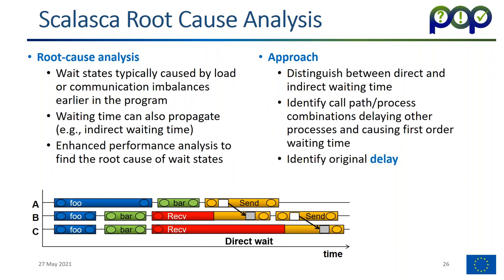But now, as I said, we can go backwards. From the late sender, we can determine that a portion of the waiting is actually not direct waiting, but waiting from another late sender. So it's kind of an indirect waiting. And then going back, we can say the indirect wait is caused not by bar, but by foo. And that's the portion of foo which is imbalance and causes a delay. And again, this is available in our browser.